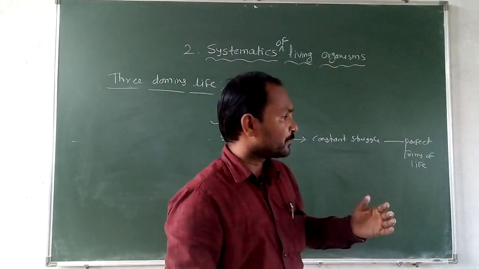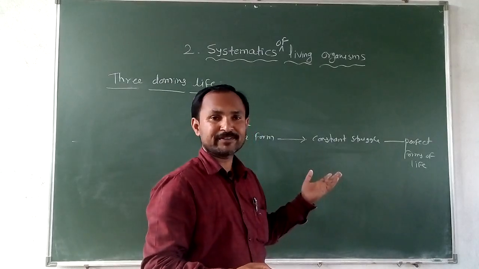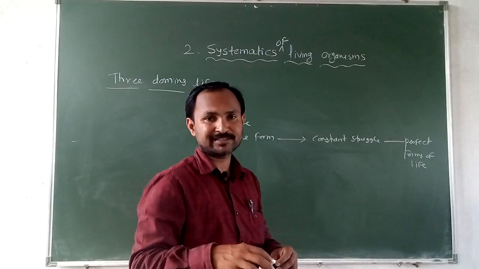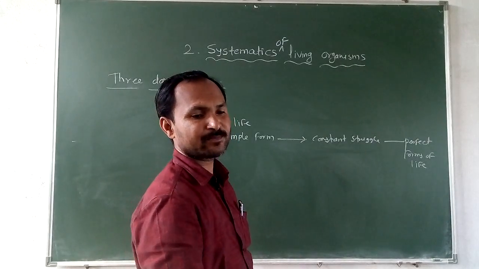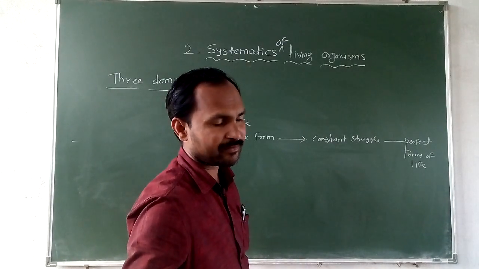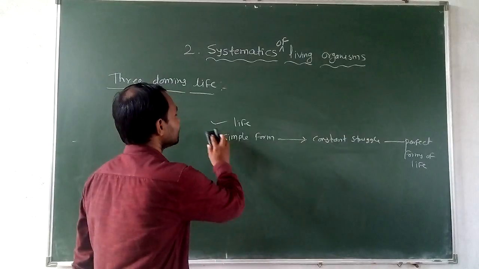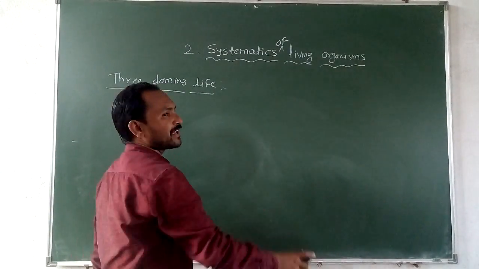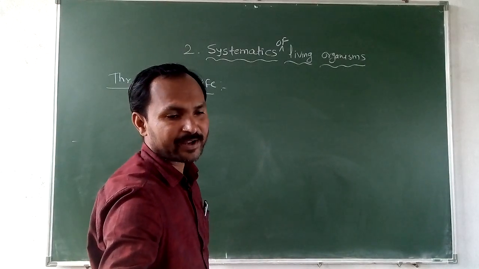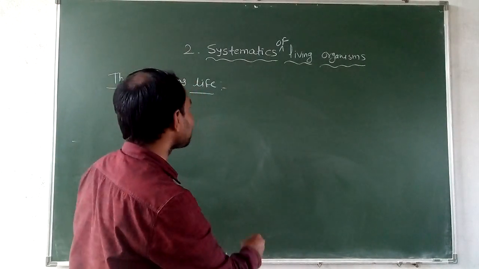So this can be the simple point for the origin of life on the earth. It was simple, and it became complex. Now our life has become complex, and the classification of living organisms is the point we will learn. Now, these three domains of life were first introduced by the scientist Carl Woese.